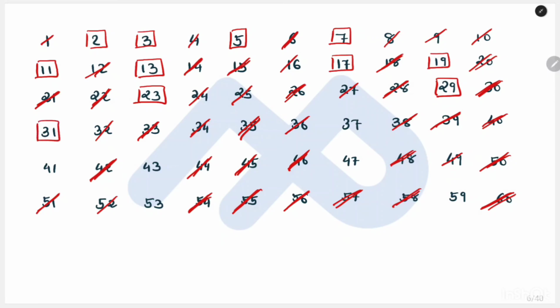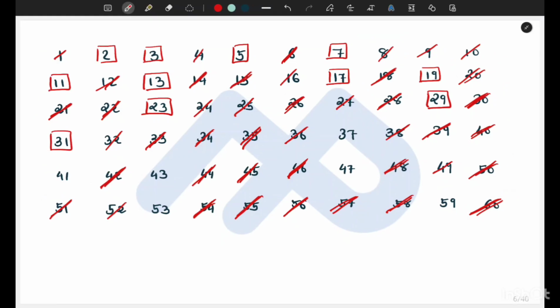31, there are no multiples of 31 here in the list because 31 twos are 62, which is not there in the list. So yeah, then 37, then 41, then 43, 47, and 53 and 59. All these numbers which we got are considered as prime numbers. Clear?